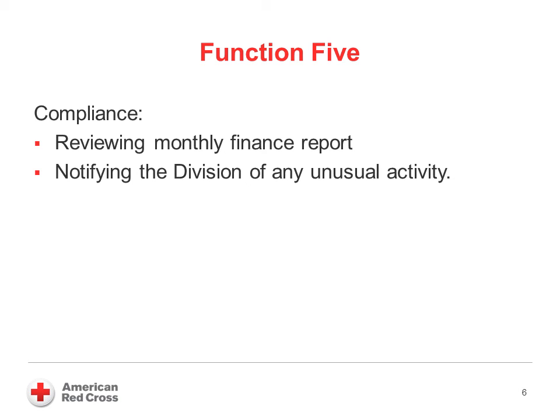Other types of high case average numbers will be notated in the report. So the person who's responsible for compliance reviews this report, looks over the cases, pulls individual cases within CAS 2.0, and then if there's any unusual activity, we'll notify the division regarding that unusual activity.